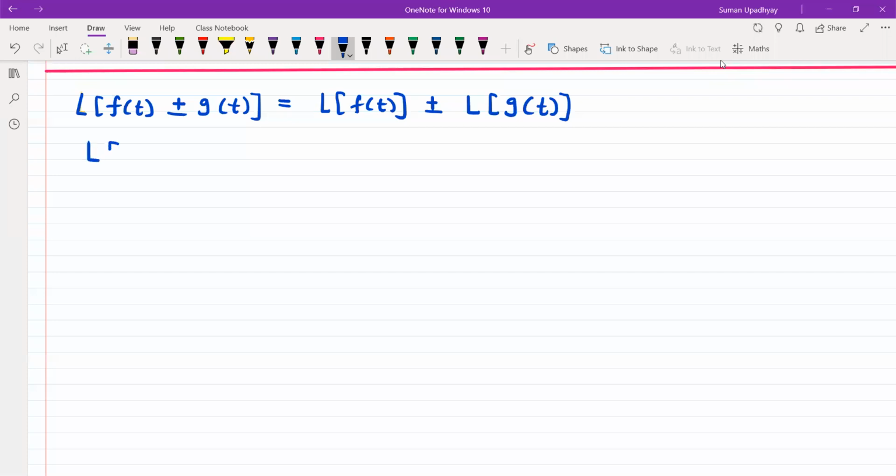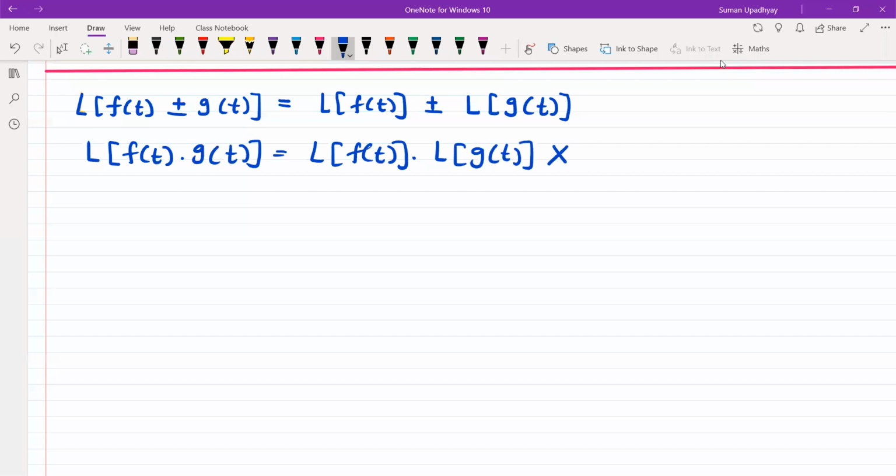What if you're given the Laplace transformation of f of t into g of t? How to find the Laplace of f of t into g of t? Are you going to write it this way: Laplace of f of t into Laplace of g of t? No. This is not allowed. So to find the Laplace transformation of f of t into g of t, we use the convolution theorem. Why we use convolution is understood now.